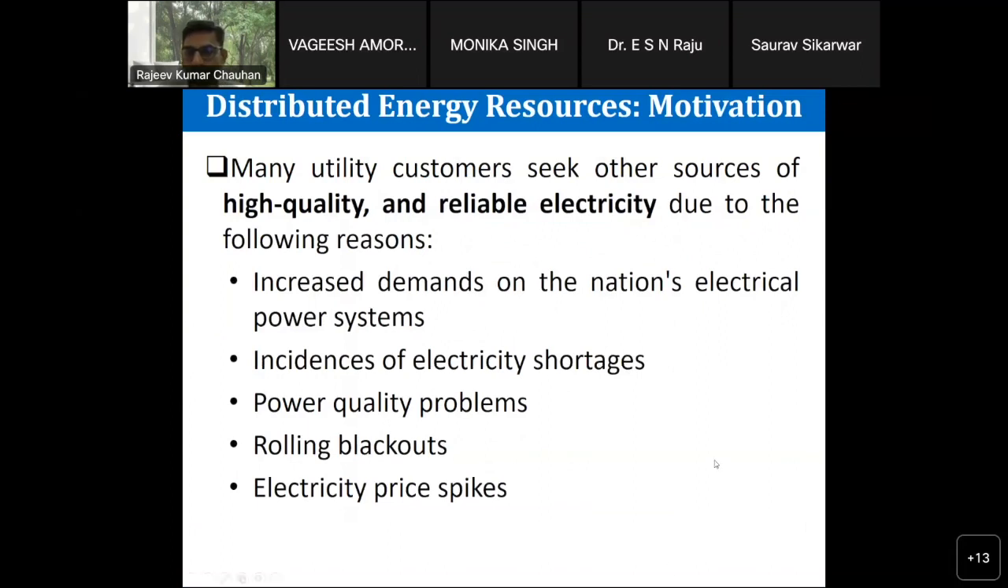The first point is increased demand, and after that we are experiencing some electricity shortages. We are also experiencing some power quality problems. We are also having some blackouts, and also electricity price spikes because of the different power plant vendors. So due to this, we are moving towards DER integration.